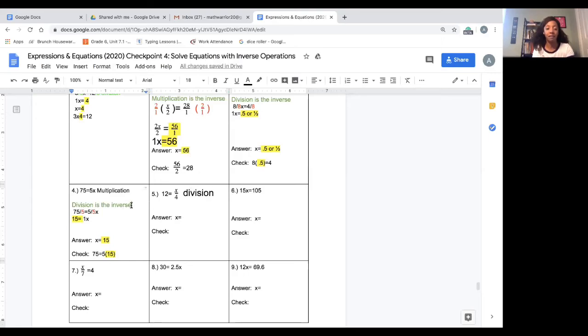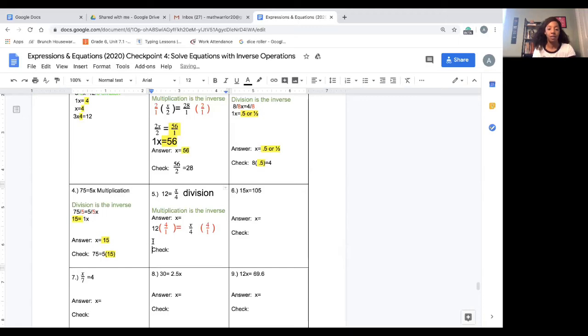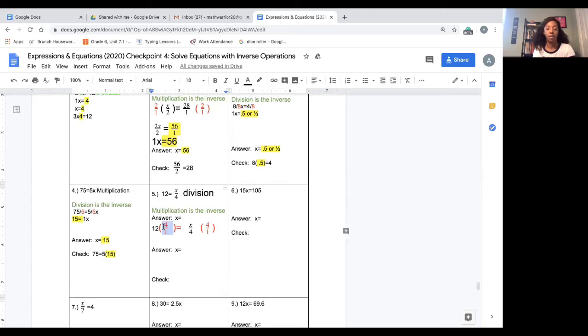I'm going to use the inverse operation of division. I know that the inverse of division is multiplication. I'm going to multiply each side by the reciprocal of 1 over 4, which is 4 over 1. I'm going to apply the rules of multiplying fractions to solve this now. 12 times 4 is 48 over 1. And I know that x times 4 is going to give me 4x over 4.